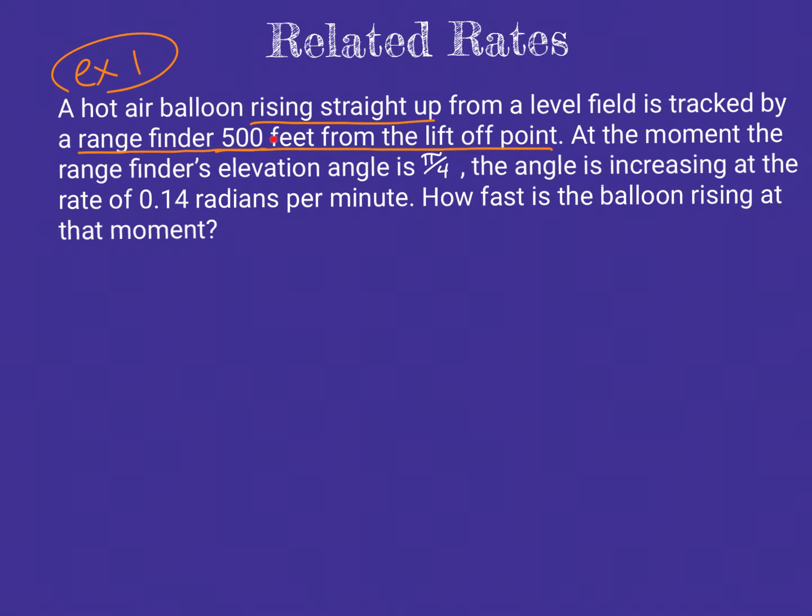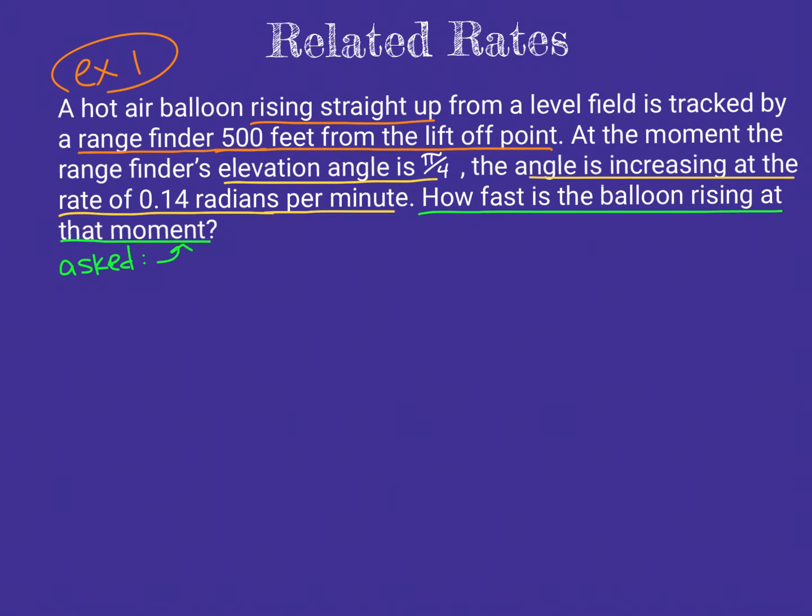This rangefinder's not moving. This is a constant that's consistent throughout our problem. This angle being pi over 4 is not. It's saying at that exact moment. So this would not be a constant that we would label. Then we see the angle is increasing, so that is a rate of change. Angle is increasing, radians per minute, and we're asked to find how fast is the balloon rising at that moment. So in green, I'm going to underline what we're asked to find.